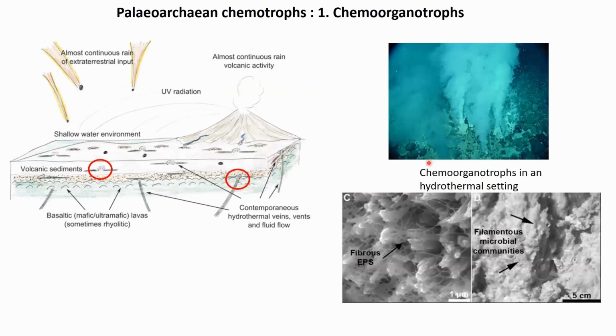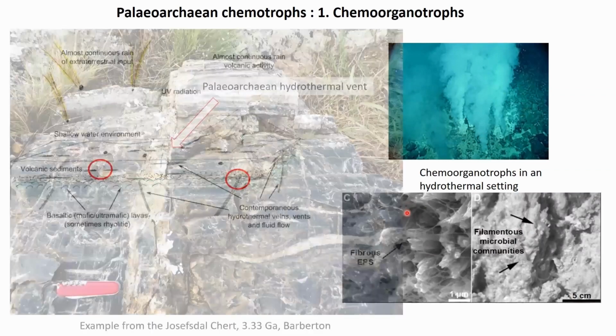We're probably looking at something possibly not exactly the black smokers, or maybe not exactly even the white smokers, but some kind of diffuse emanations coming up from the sediments and the crust. And here we have some images of modern chemoorganotrophs colonizing hydrothermal environments, forming films and with a lot of extracellular polymeric substances.